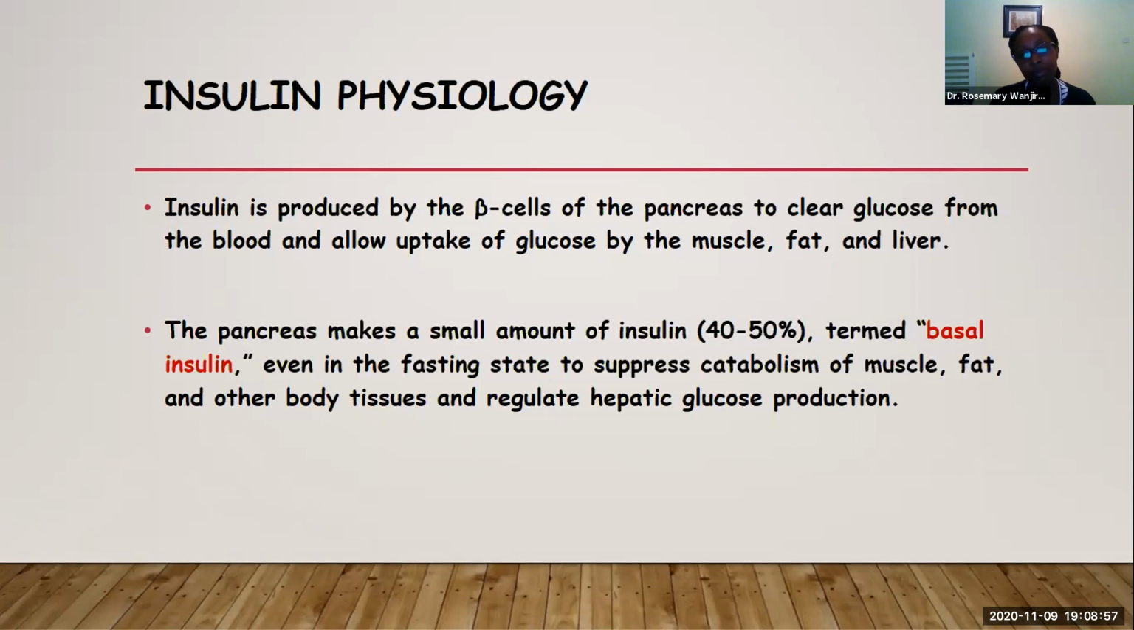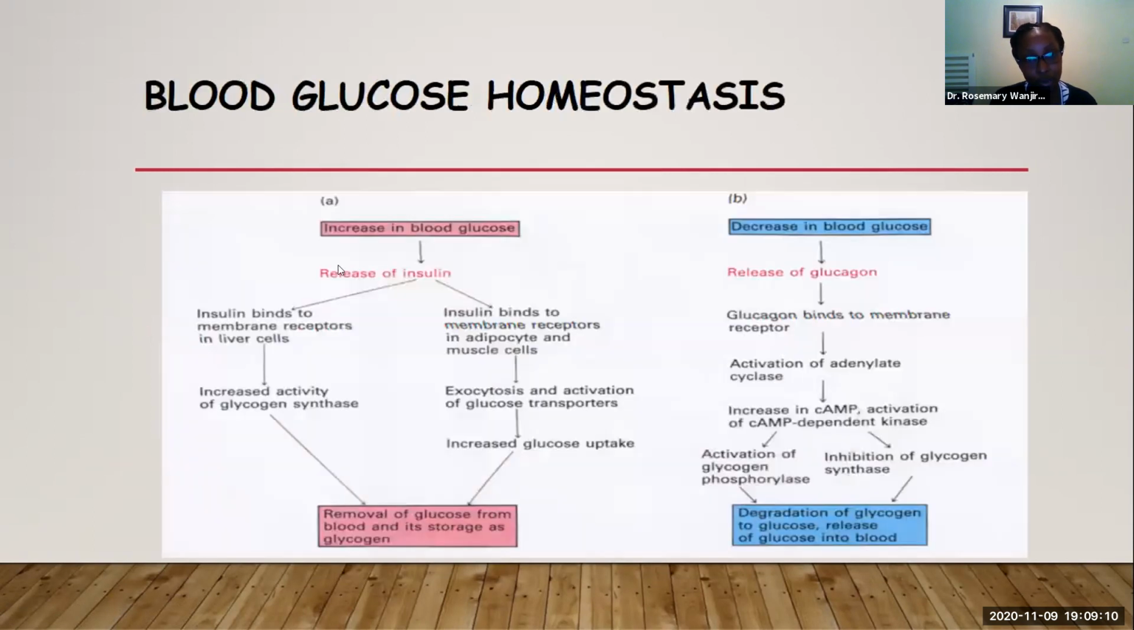What that means is that basal insulin is produced even in our fasting state. It is always there, and it suppresses catabolism of your muscle, fat, and other body tissues when you're not eating. Then the rest of the insulin, that is between 50 to 60%, is produced after we have a meal. Therefore, when you have an increase in blood glucose, your insulin is released.